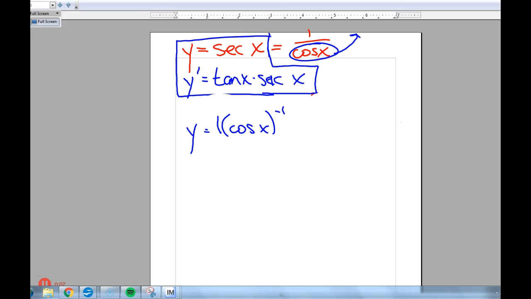So chain rule. What's the big guy here? Negative 1. What's your little guy? Cosine. So we take the derivative of the big guy first. The way I take the derivative of powers is to bring it down, reduce the power by 1. What do I do with the cosine? Leave it alone, and then I multiply by the derivative, which is negative sine of x.